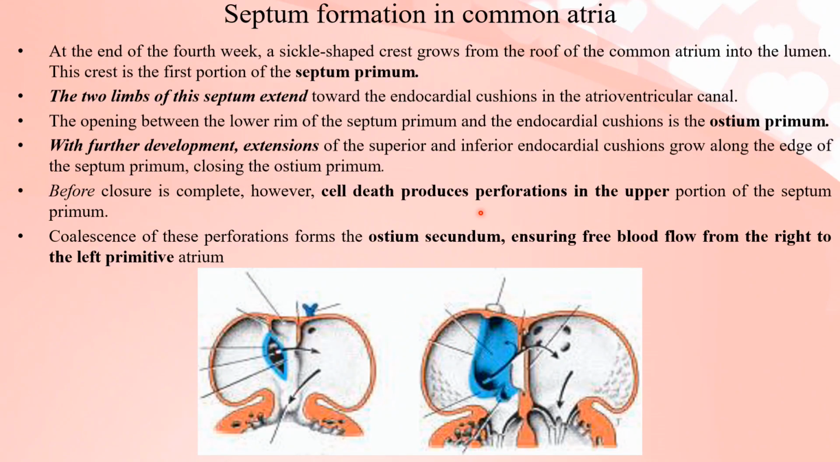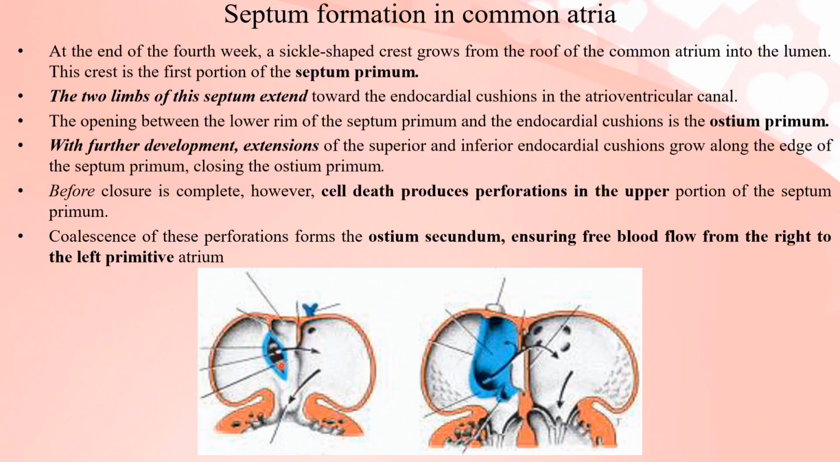Now the detailed septum formation, first in the atria. In this diagram you can appreciate that this is the common atrium, and this area shows the absorbed part of the sinus venosus into the common atrium, which is now the right atrium. This part is called the sinus venarum, and this is the right valve of the sinus venosus and the left valve of the sinus venosus.